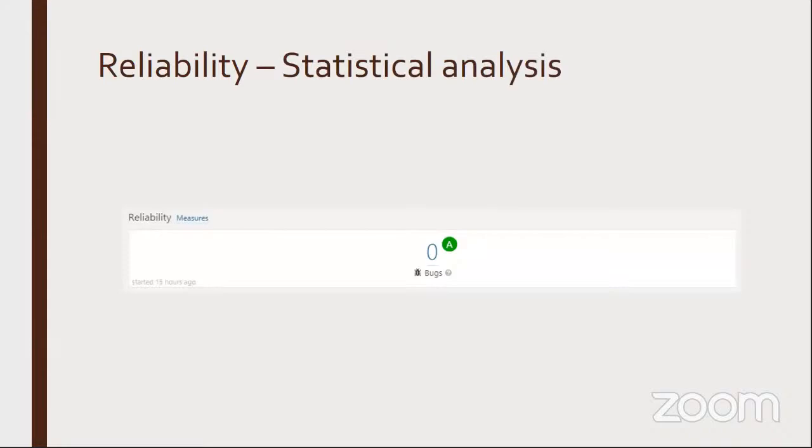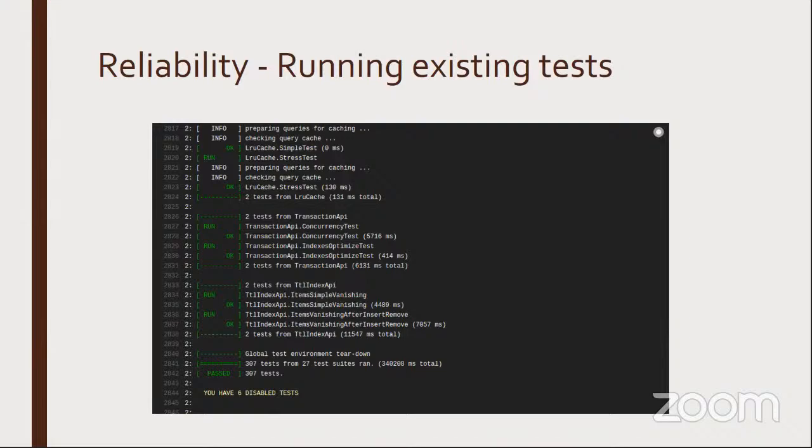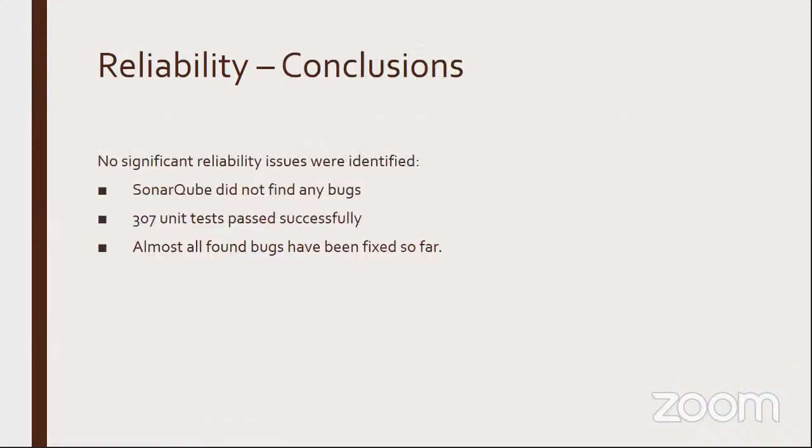How do we define reliability in terms of statistical analysis? We used SonarCloud analysis, and with its help, we can say that it has zero bugs in reliability. Next slide, please. By running the existing tests of this product, we can say that it has 307 tests, the majority of which run and some of which may be skipped. And you can also see here that we have 6 disabled tests. Next slide, please. As a conclusion, we can say that through our work with SonarCloud, we couldn't find any issues.